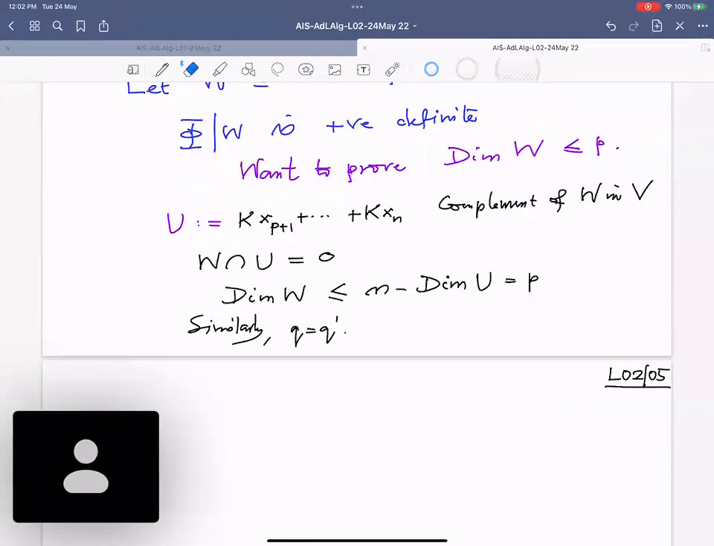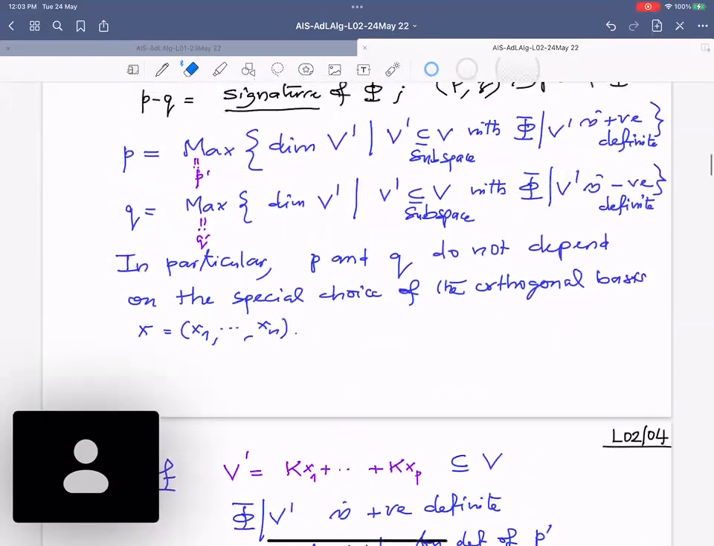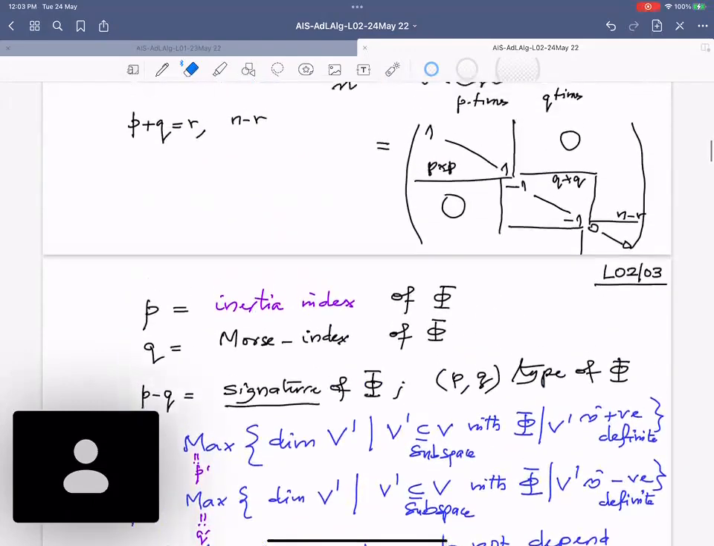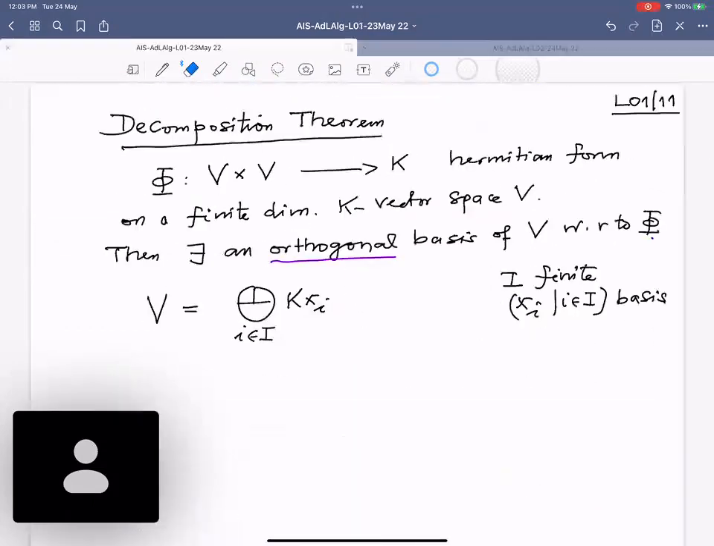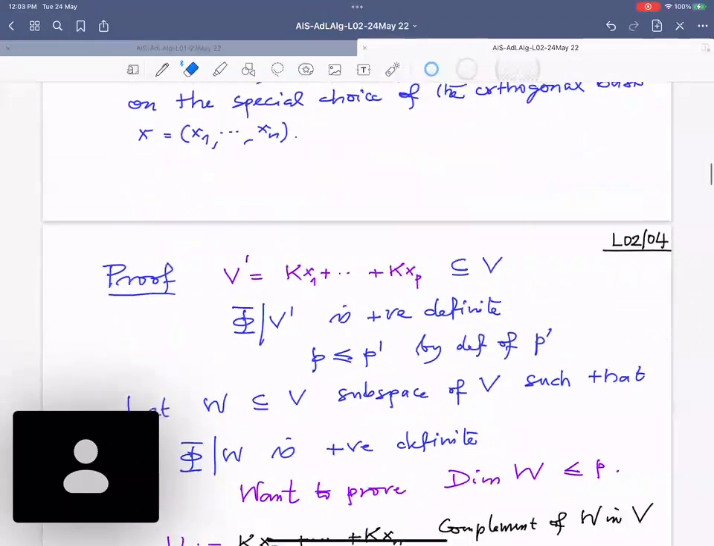Sir, how is that equal to P? Can you explain that? Which one? N minus dimension of U. What is the dimension of U? You know, it is n minus p. So n minus that is P. Yes. Don't think in a complicated way. Things are very easy. You start with an arbitrary orthogonal basis that we know from the last lecture. That is what I said. I wanted to prove this, and then do that. So it's very easy.